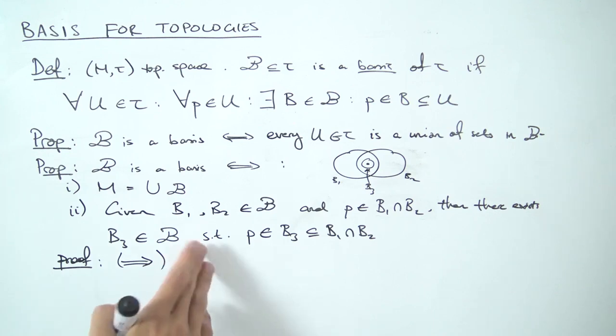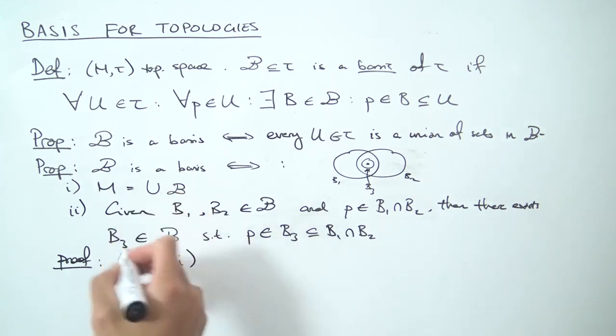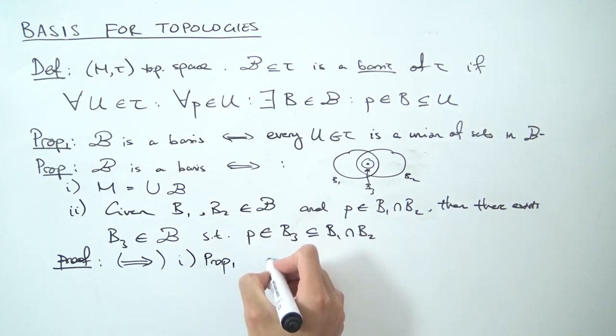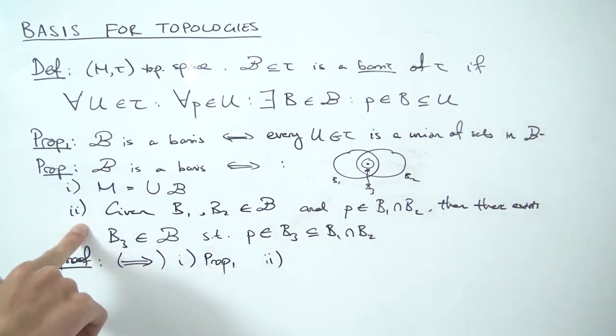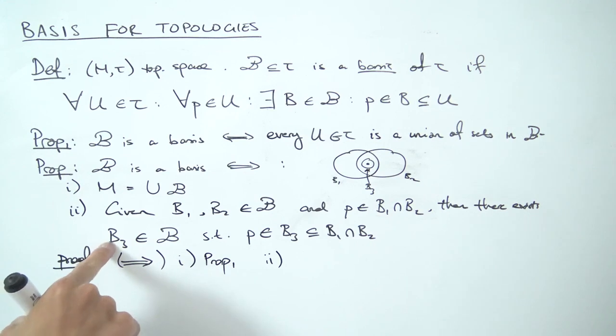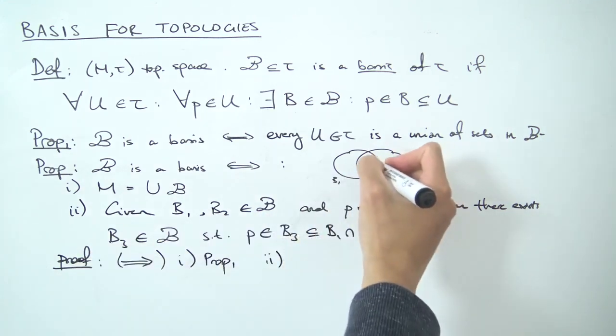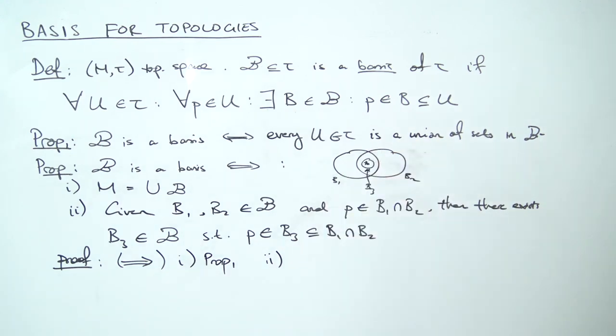So the first one is obvious. So maybe for the first one I'll just say from proposition 1. And how about condition 2 over here? Well, what we need to show is that we must be able to find this B3 over here that contains P, where P is any random point that we choose.